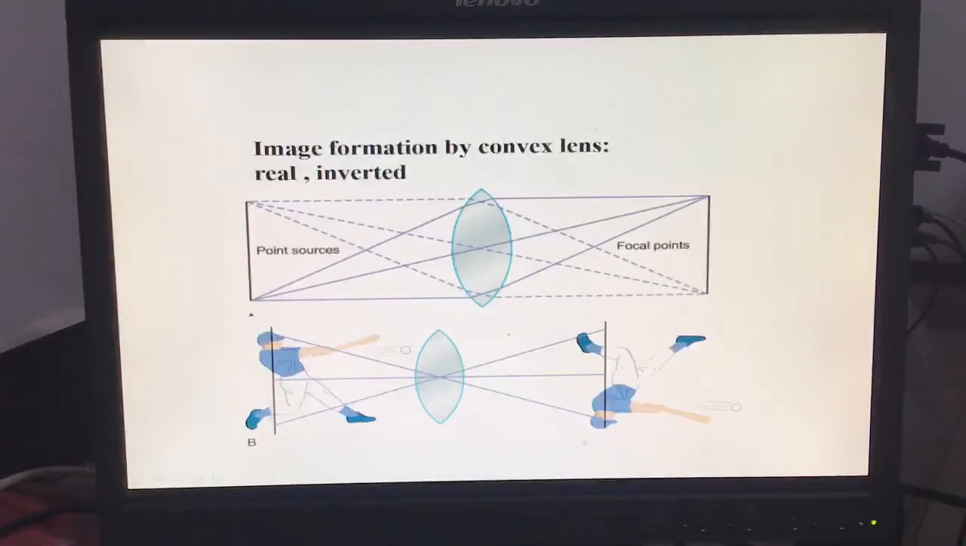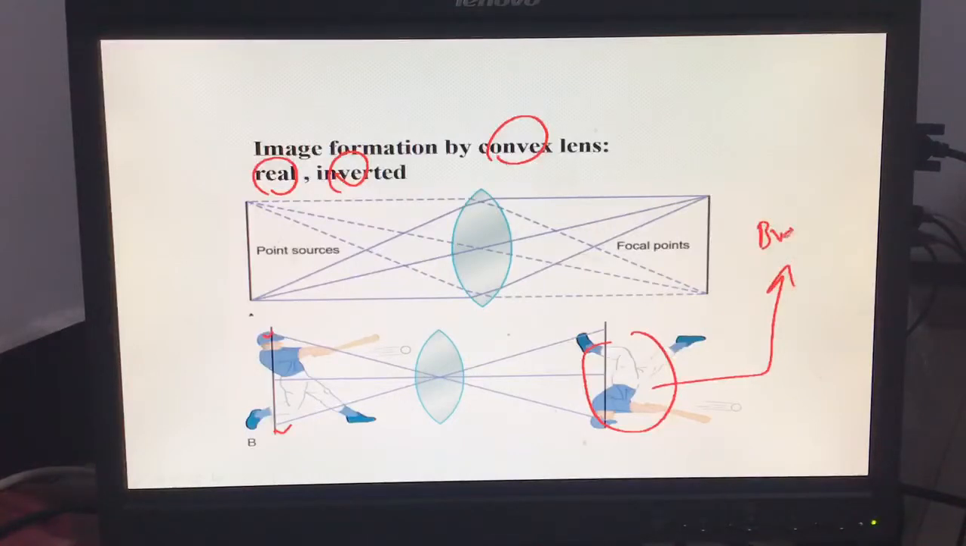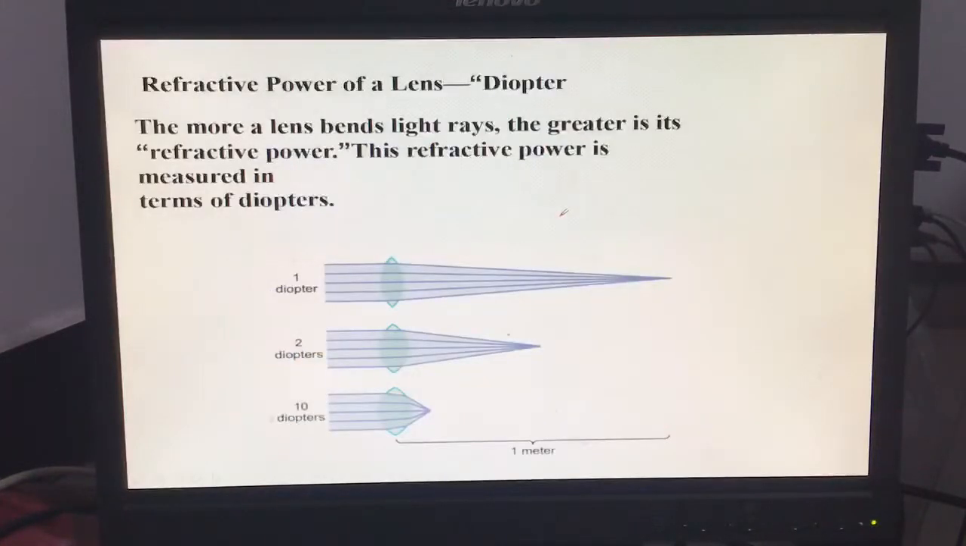But here you can see the real, inverted image of the convex lens. You can see here is the head end, here is the foot end. Here the image is real, but the image is inverted. And when this image is transmitted to our brain, the brain can again make it upright, make the correction. The brain does the correction in the image, then we can see the object exactly in its own position. That's the function of the convex lens.